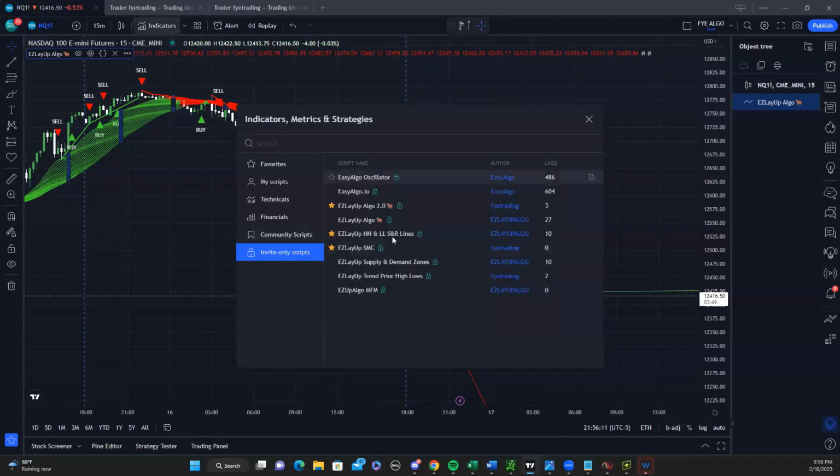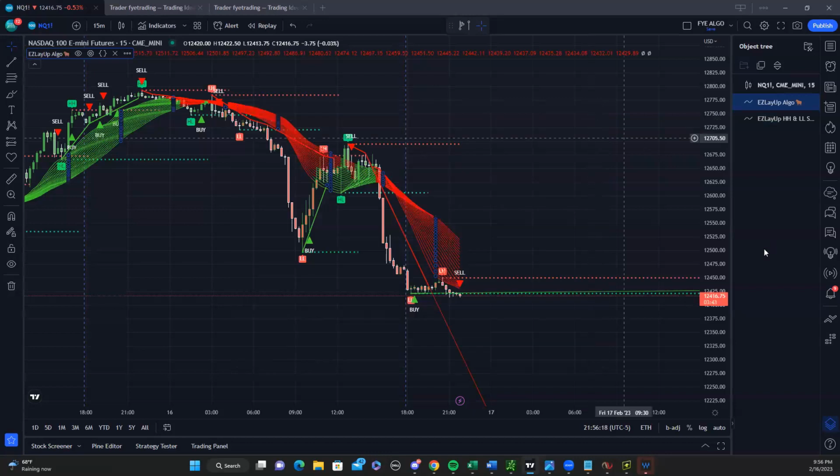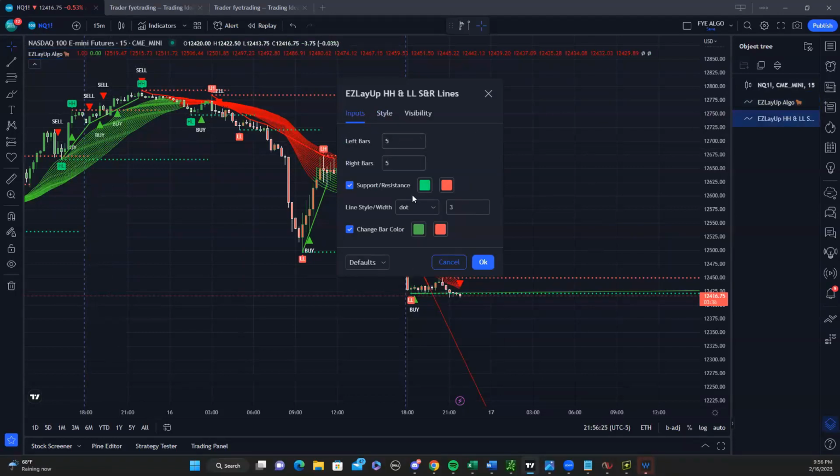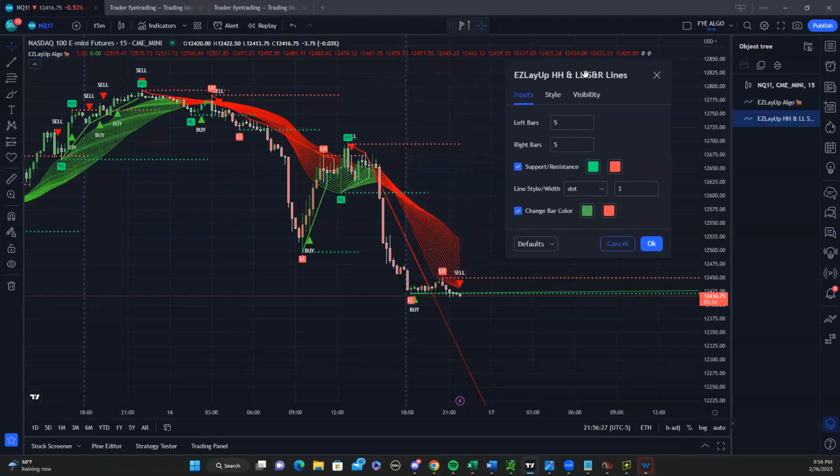Next, we're going to go to our invite only scripts, and we're going to pick up the higher high, lower low support and resistance lines. With this one, these are your settings here. These will label the highs and the lows based upon the pivots, where price has changed. And it will notate whether it's a higher high or a lower high, or if it's a higher low or a lower low.